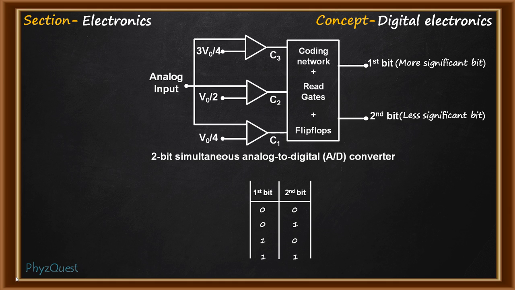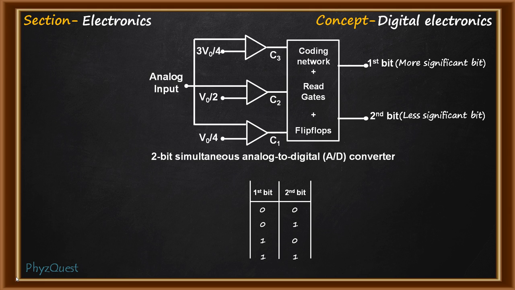Here we have a simultaneous analog to digital converter, which is also called a flash analog to digital converter. Now in case of an n-bit flash analog to digital converter, it divides the voltage into 2 to the power n equal number of parts, and there will be 2 to the power n minus 1 comparators which compare each part with the reference voltage given to it.